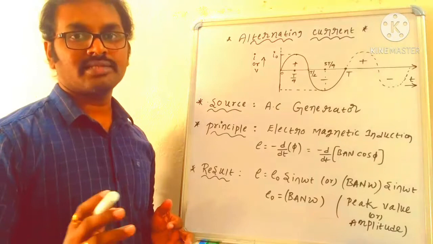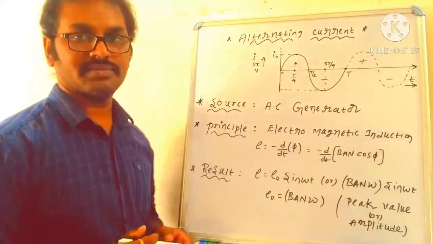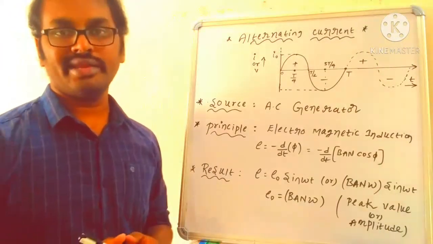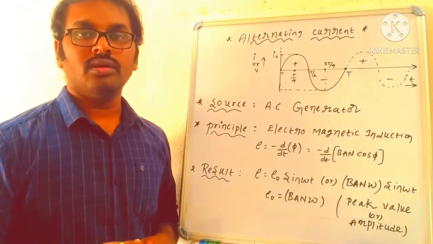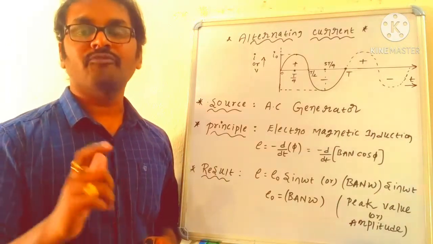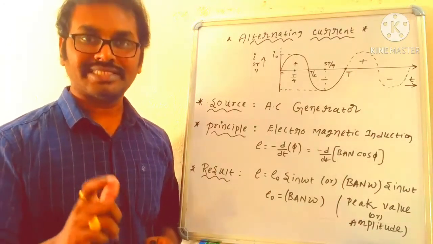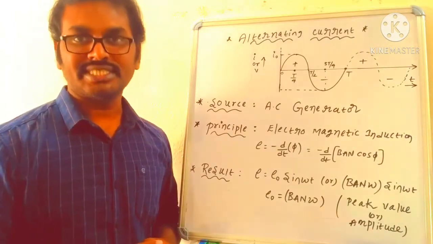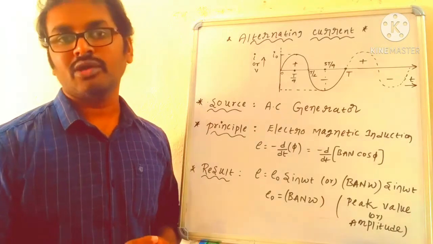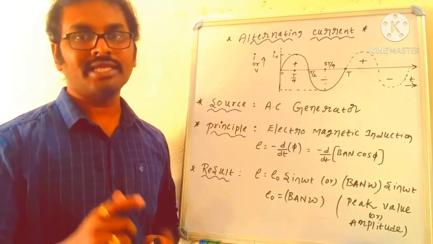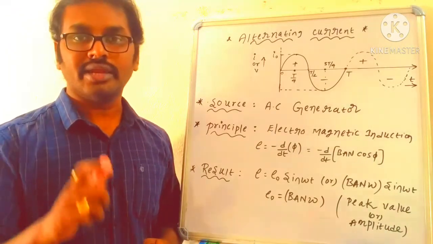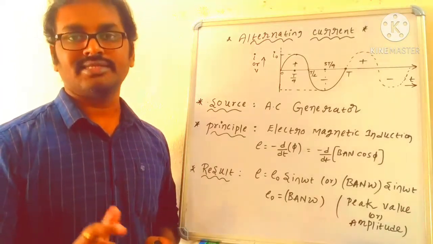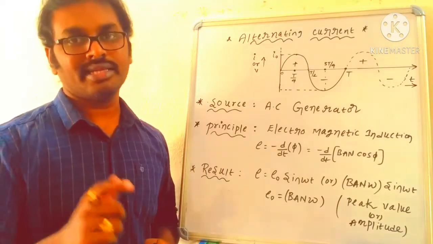The main source for the alternating current is the AC generator, and the principle involved is electromagnetic induction. In a uniform magnetic field, we keep a rectangular coil. If this coil rotates with an angular velocity omega, the flux linked with the coil continuously changes. According to that, an EMF, which is a varying voltage, is induced in the coil. With that, you will get the alternating current.